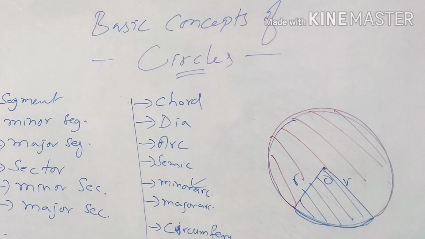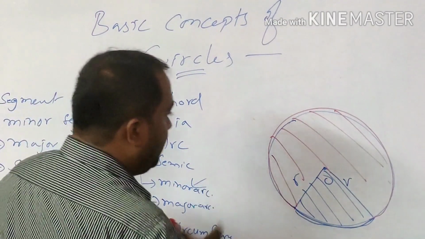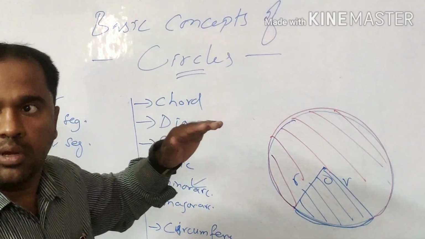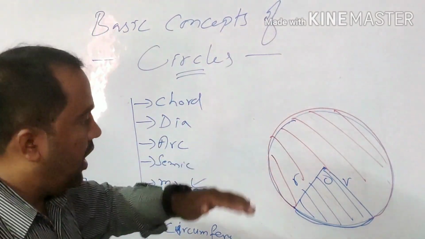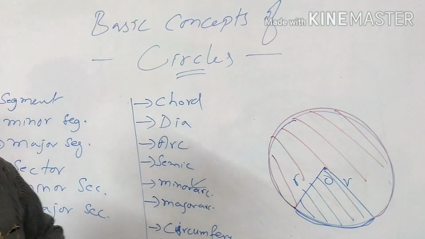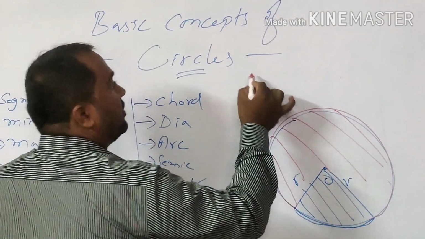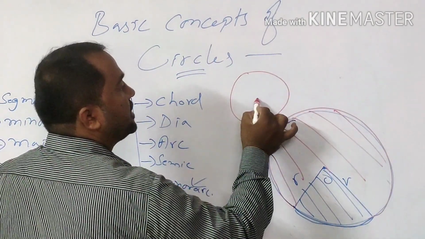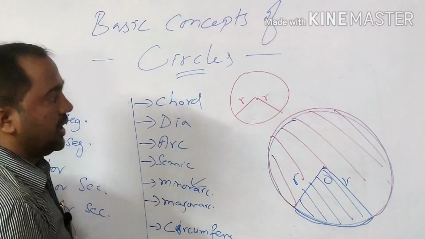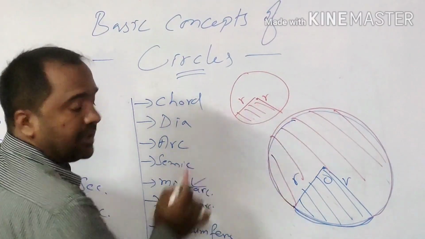Then we have, next in the list, the semicircle. We saw the semicircle using the longest chord. Now I am going to explain the same semicircle using sectors. For example, it is a circle with center O. There are two radii drawn in the circle to show the minor sector.